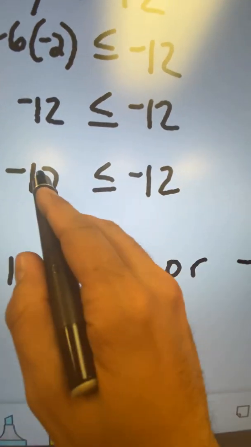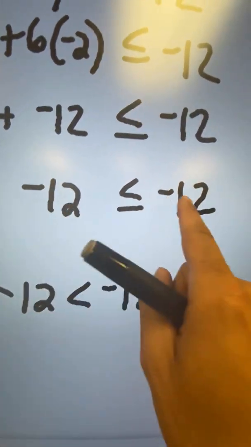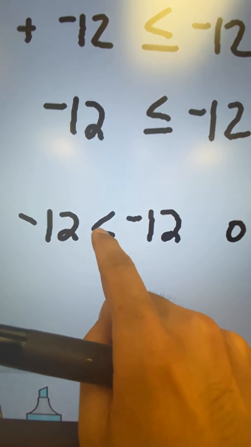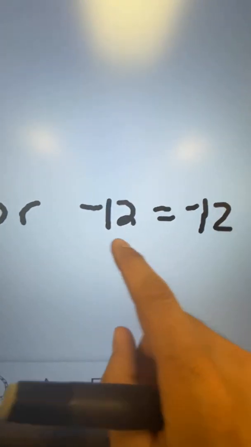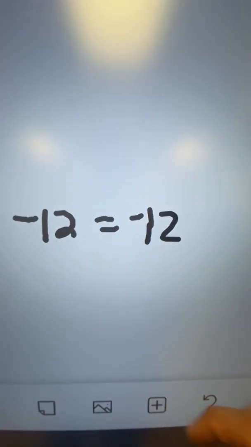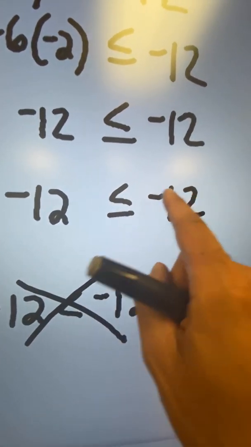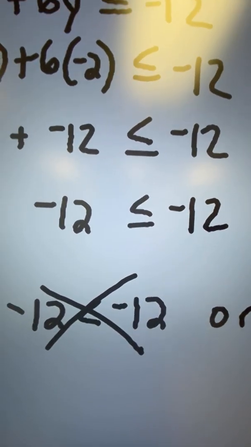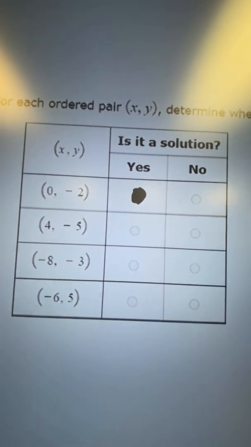So in order for this to be a solution, the point 0, -2, we just got to check if this is true or false. So is -12 less than -12? No, that's false. Or is -12 equal to -12? That's actually correct. So it only has to be true for one. It doesn't have to be less than, but it could be equal. So as long as it's true for one, it's a solution. And in this case, it is true for one of them. So I'm going to put yes, it is a solution.